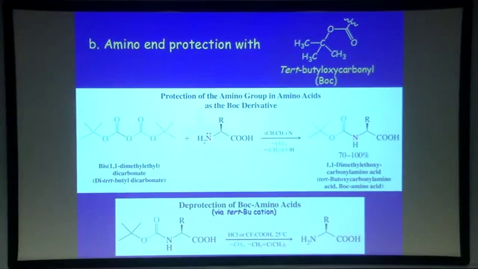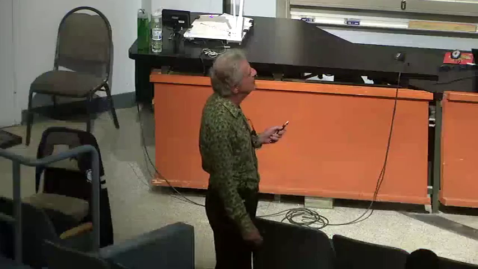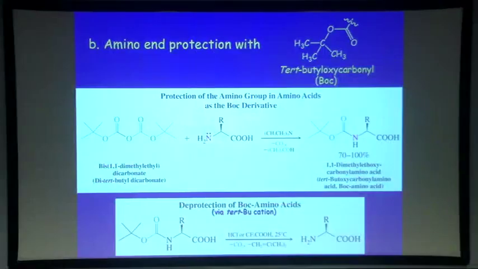So you treat that with that, you get addition elimination, adds to this, and then you eliminate this, and out comes the tertiary butoxy carbonyl protected amino acid, now exemplified by a generic amino acid, where this is R coming towards you when the zigzag goes up. So that's S. And that goes in very, very high yield.